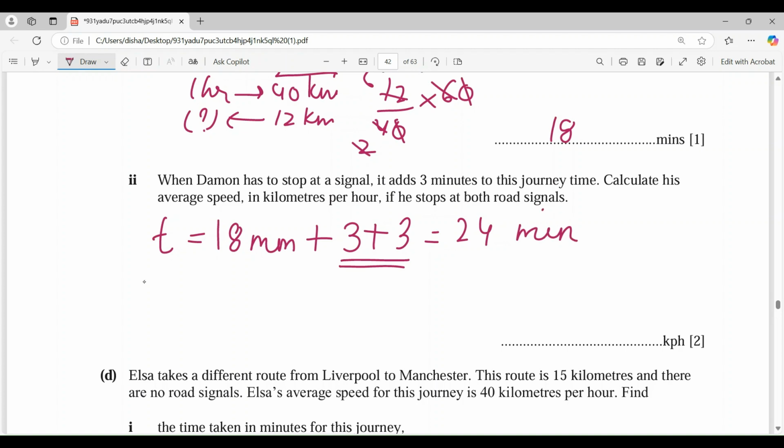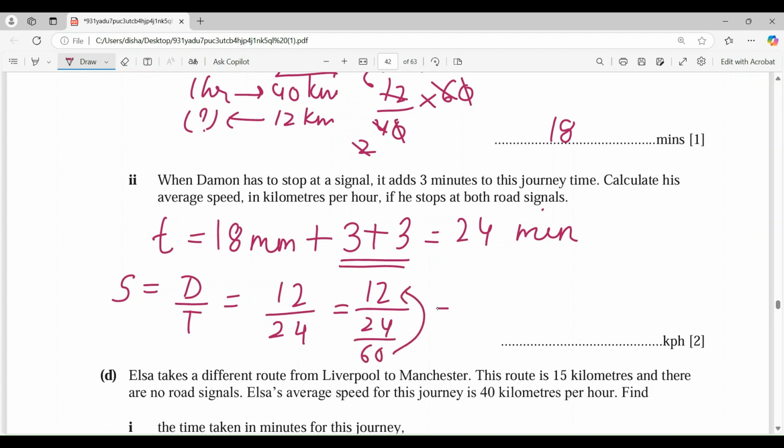So what will be the speed? Speed is equal to distance upon time. So distance is 12 upon time will be 24, but this is again in minutes. So we have to convert it into hours. So that will be equal to 12 upon 24 by 60. And denominator goes to numerator. So 12 into 60 upon 24. So kilometer per hour will be 30 kilometer per hour.